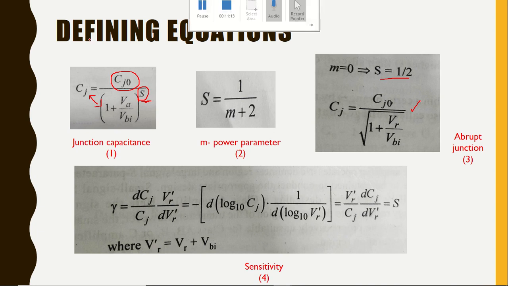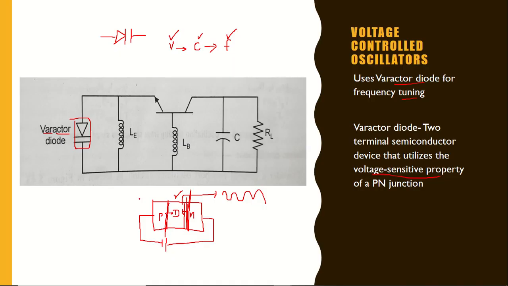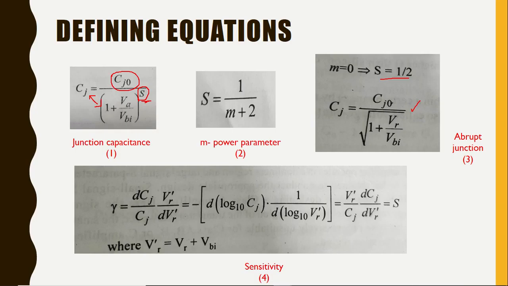So by substituting various values of S in this particular formula, we can change the concentration of the N and P values, and when the concentration changes, the capacitance in this in-between region will get varied. That is why the doping profile is an important factor in the varactor diode.